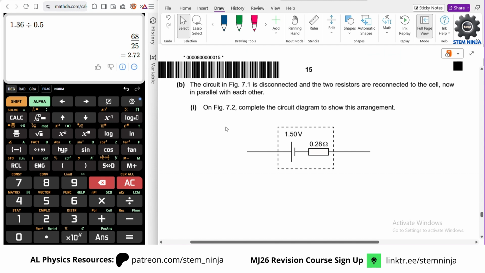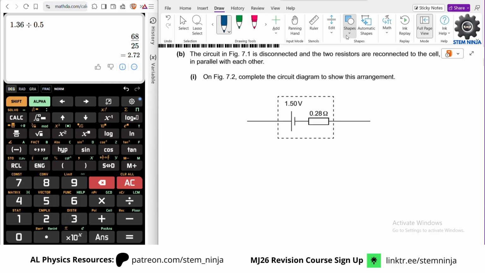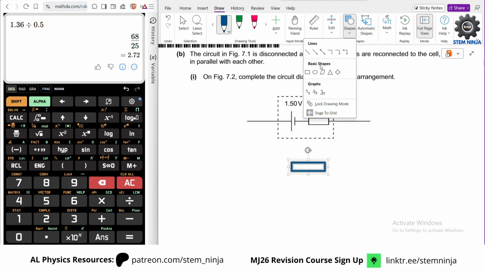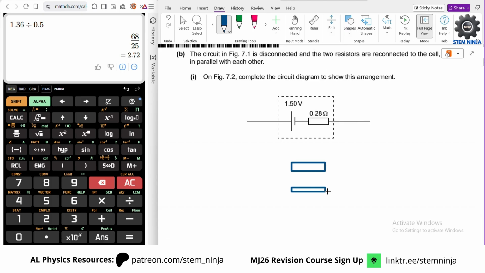Alright. The circuit in figure 7.1 is disconnected and the two resistors are reconnected to the cell, now in parallel with each other. On figure 7.2, complete the circuit diagram to show this arrangement. So we know how the resistors will be, they are in parallel with each other, so that is what you will have to remember.